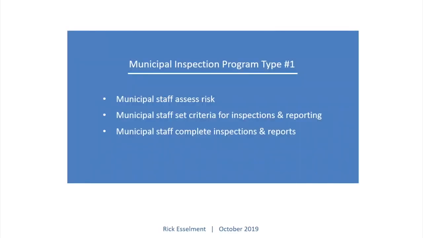But what we've seen so far is municipal inspection programs. The first type that a lot of municipalities look at is one where the municipal staff assess the risk. Where is the risk? Which sites are we going to inspect? Which ones are going to be under inspection criteria? Then the municipal staff set the criteria for the inspections and the reporting. So they decide what they're going to look at. The reason this is important is if you don't look very hard, you don't find very much.